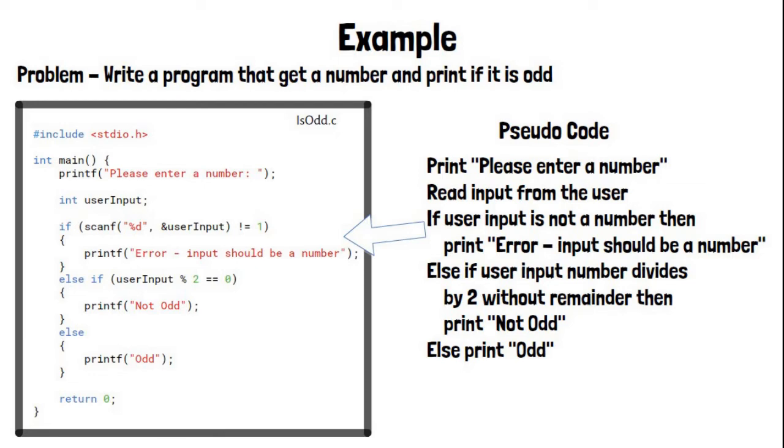The scanf command also helps us to understand if the user input was a number or not, so we can print an error message if not. Then we have a valid integer number and we check the remainder when dividing it by 2, using a built-in operator, and print that it is not odd if there is no remainder, as it means the number is even. Finally, if both conditions above did not meet, we can be sure that the number is odd, and we print it.